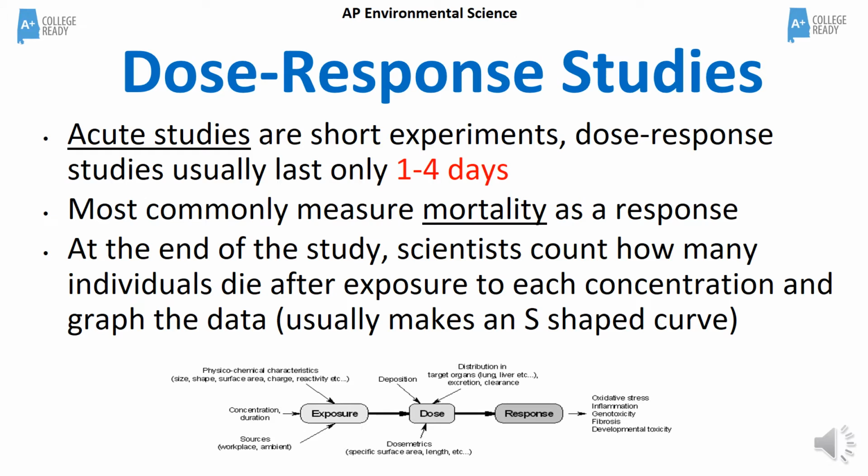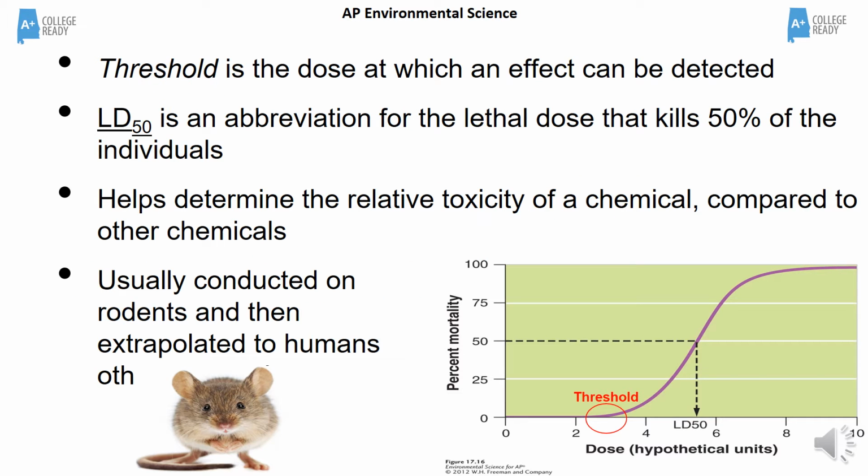Acute studies are short experiments. Dose-response studies usually last only 1 to 4 days. Most commonly measure mortality as a response. At the end of the study, scientists count how many individuals die after exposure to each concentration and graph the data. It usually makes an S-shaped curve. You can see that curve in the graph here.